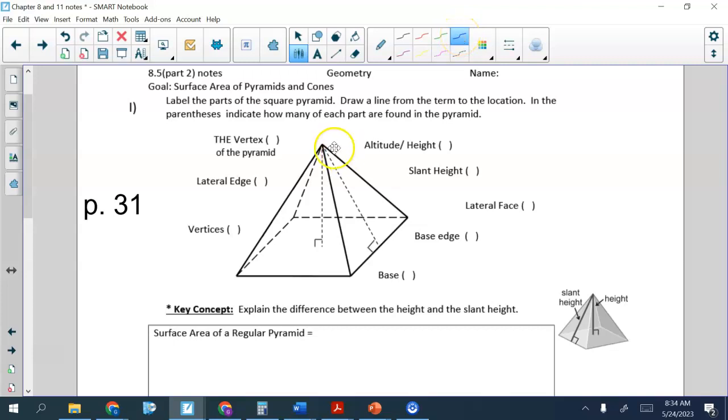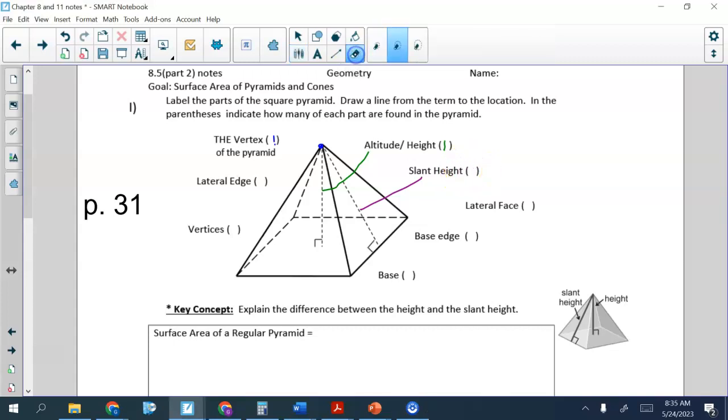The vertex is the top of the pyramid, and there is only one point that makes up the vertex. The altitude height is going to be this length right here. So the height of the pyramid, how tall it is, there's just one altitude height. Slant height, that's going to be the side height. So the height of the triangle on the side, we'll need that measurement for surface area.